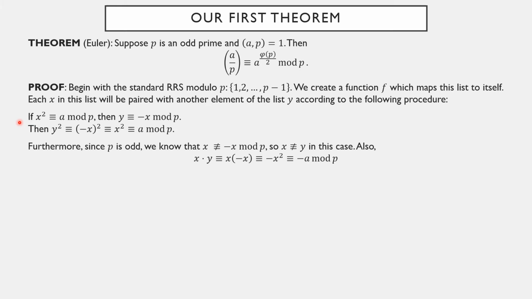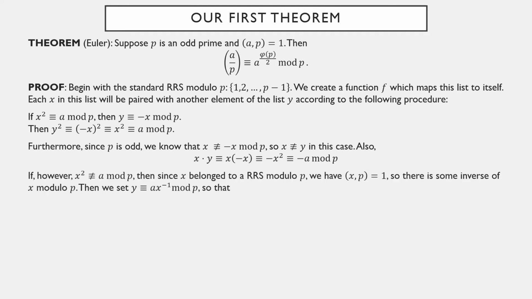So if x was chosen and it happened to have a square equivalent to a, then I define f of x, aka y, to simply be negative x. This is a different element from x that I started with, and the product x times y will be equivalent to negative a. So whenever I pick something whose square is equivalent to a, the function says pair this off with the other thing whose square is a, and then the product of those two elements will be negative a.